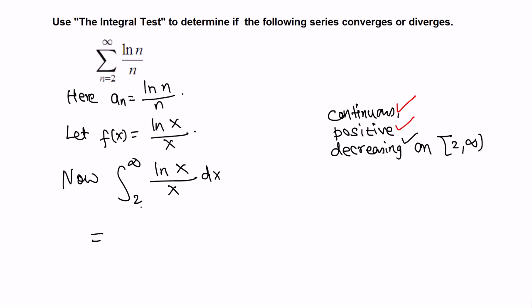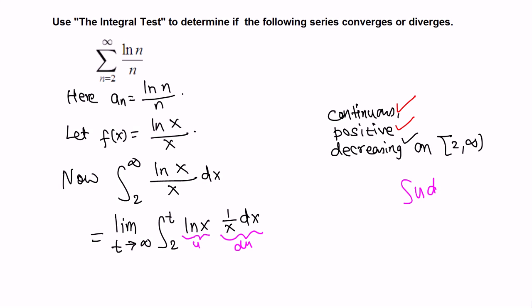To evaluate this improper integral, limit as t goes to infinity, integral from 2 to t. Let me write it this way. I know the derivative of natural log of x is 1 over x, so I write natural log of x times 1 over x dx. How does this help? Now we make the u substitution. This is u, and 1 over x dx is du. So it's the antiderivative of u du, and we know that's u squared over 2 using the power rule.